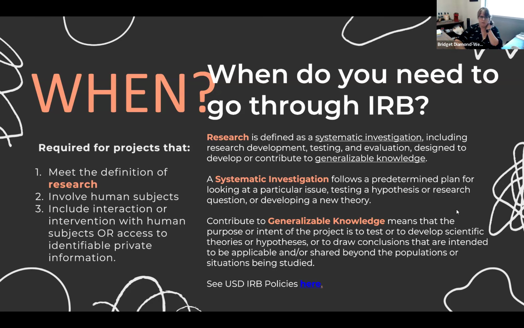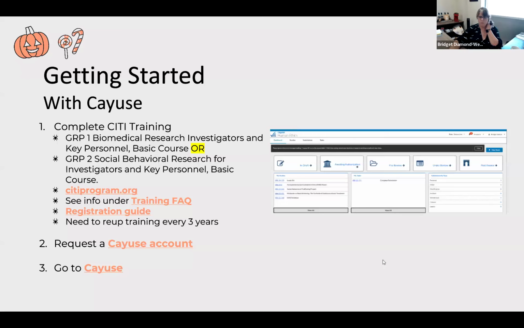Now, if this is confusing to you and you do not know whether or not you need to go through IRB, there's a mechanism for that, and I'm going to talk to you about that in a second. First, I want to step back and talk about Cayuse. So Cayuse is the system where we put all of our studies through. It's like the online database that we use that manages all the human subjects requests and all of your submissions for the University of South Dakota.